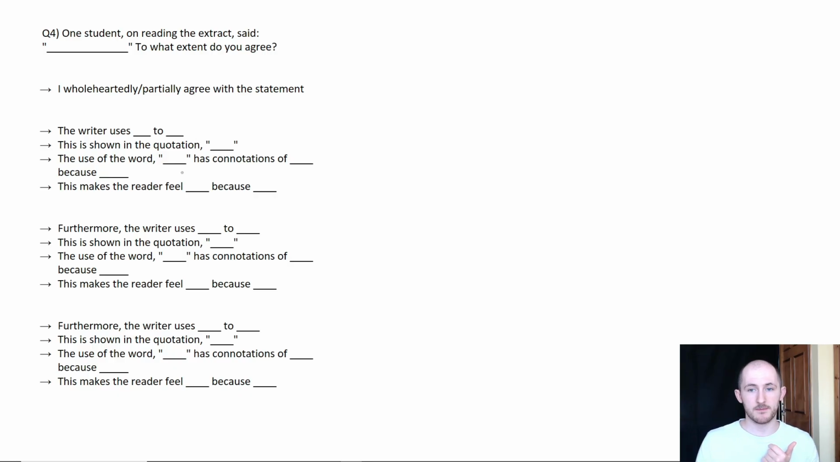The use of the word blank. So might be part of the simile, a certain word that they've used, an adjective or a verb. What connotations does it have? So what can you draw from that? And this makes the reader feel. So again, it's very similar to our previous structures, and you're just basically copy and pasting this 3 times. So you can use furthermore, or you can use, you know, secondly and thirdly, furthermore, moreover, etc. Use a decent connective, and yeah, the structure pretty much stays the same. So I hope that makes a bit more sense.